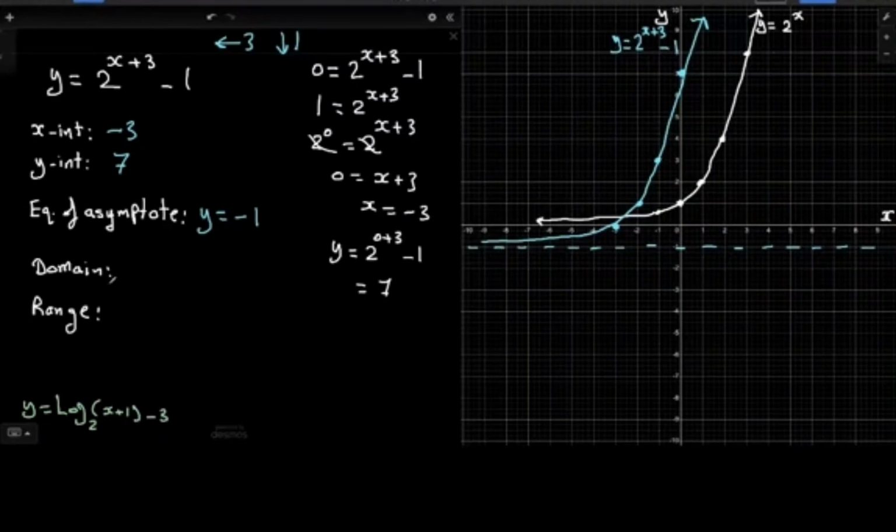So the domain for any exponential function is x is a member of the real numbers. It means x covers all the x values from -infinity to infinity. But the range, if you look under the asymptote, the blue graph is not represented. So it starts from -1 on, and -1 is not included because you get close to it, but you never touch it. So the range would be y is greater than -1. And that's how you graph this exponential function.